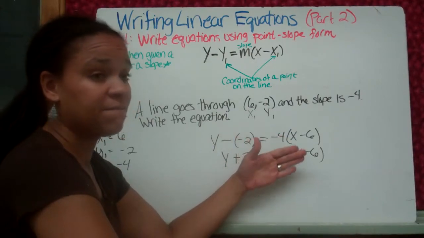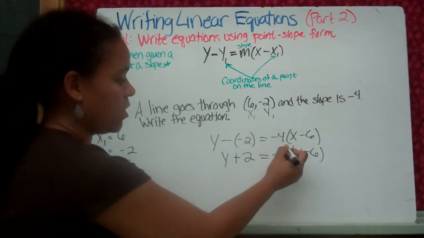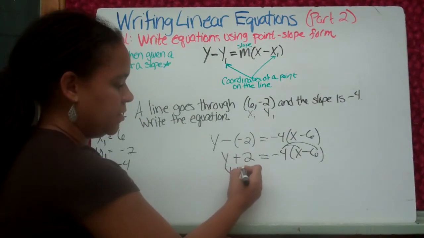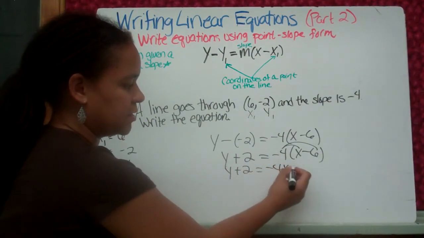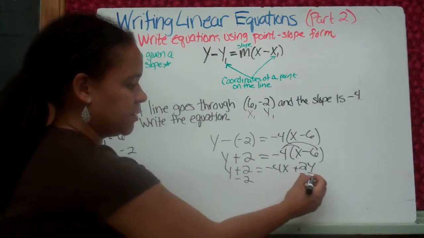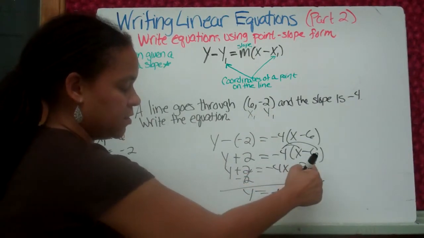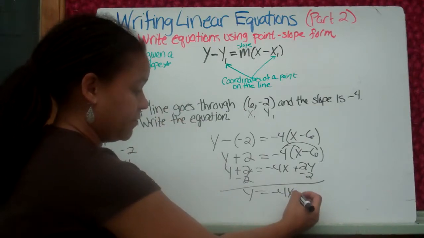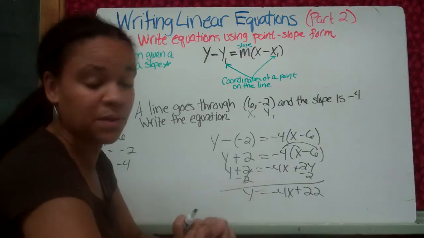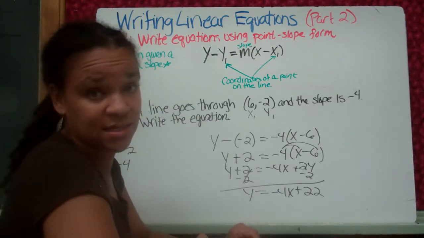If you want to take it a step further and go into slope-intercept form, you just need to simplify it. So we want to simplify, distribute the -4. So y plus 2 is equal to -4x plus 24. And then we're going to subtract 2 from both sides. y is equal to -4x plus 22. All right, y is equal to -4x plus 22. Now it's in slope-intercept form. Easy to see the slope and easy to see the y-intercept.